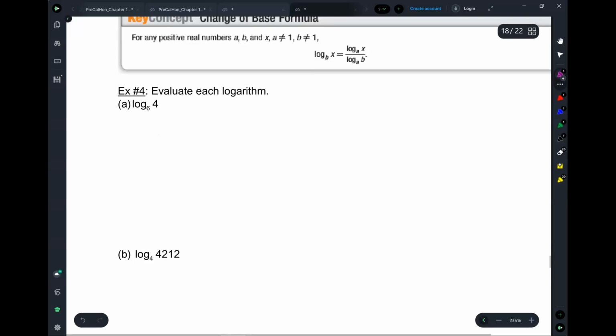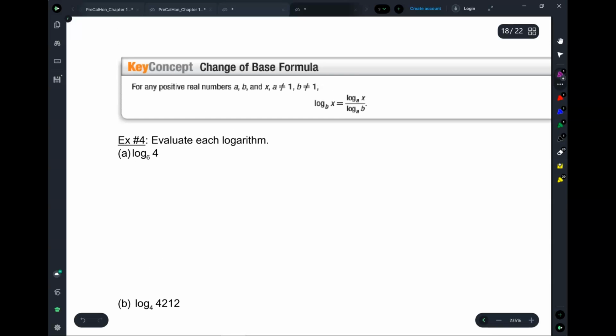Okay, change of base formula. The change of base formula says this. When you have a logarithm of a certain base, you can expand it into two logarithms, giving them the same base.